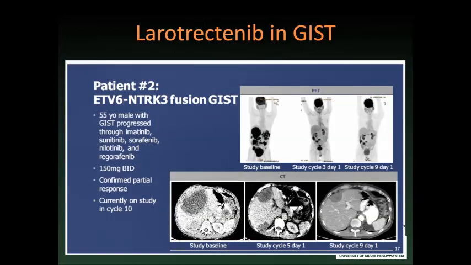So I'll say a few words about this more rare type of event. This is called a translocation, where a gene called ETV6 is fused with a gene called NTRK3, and this happens in GIST. It's very rare, but it's important to know and recognize because there's an effective therapy for it called larotrectinib. And larotrectinib, you can see on the PET scan at the top, these big dark tumors that got a lot smaller over time as you go from left to right.